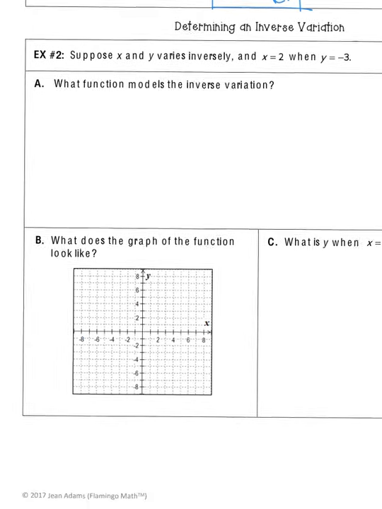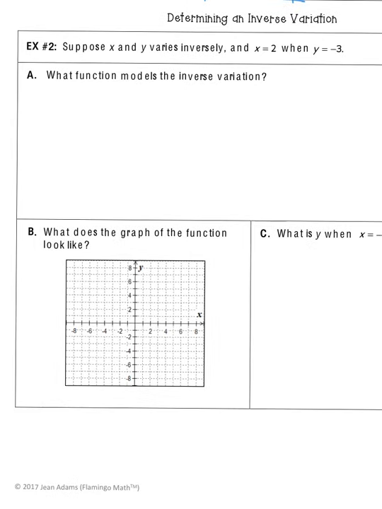Okay, so then let's look at example 2. So in example 2, they tell you that x and y varies inversely. So that's important. You want to highlight that. So as soon as I see that x and y varies inversely, immediately I write y equals k over x. That's my very first step. Then, so that's step 1.